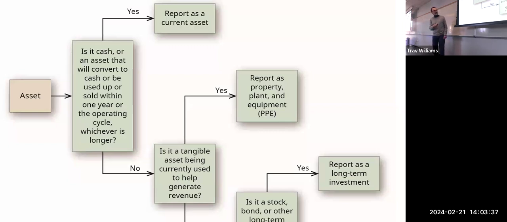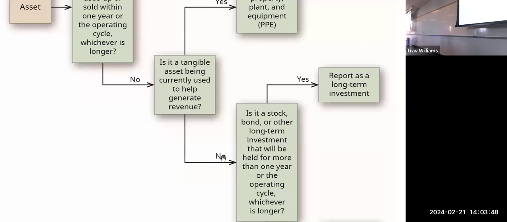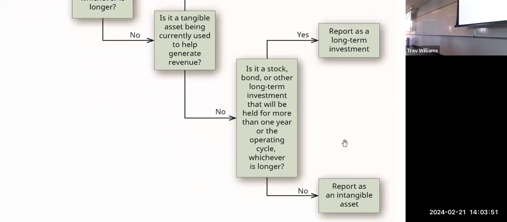Now, what if it does not fall in that category? Okay, then you go down to this box. Is it a stock, bond, or other long-term investment? So if it is an investment and it's long-term, it goes into this long-term investment category. If it's none of the above, it must be your only option left, which is called an intangible asset.